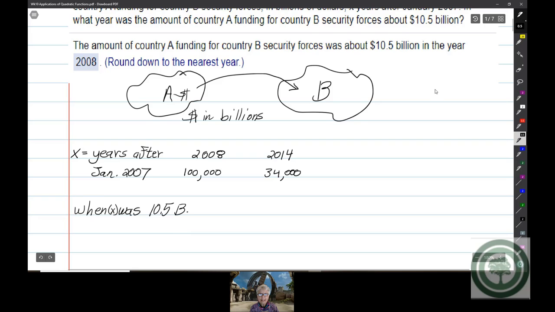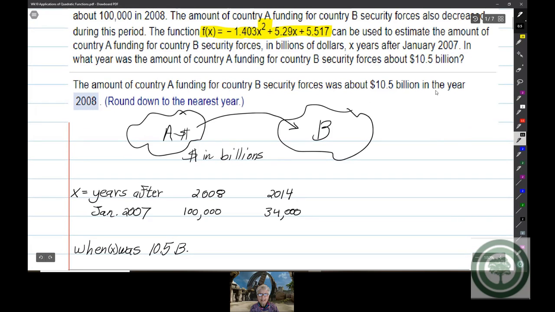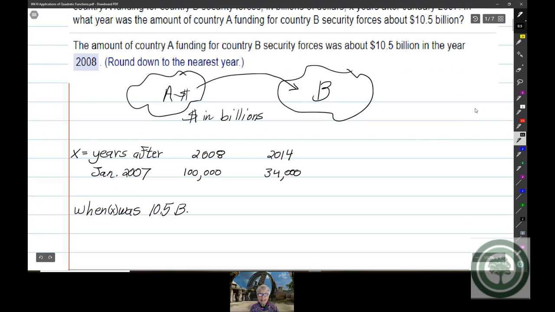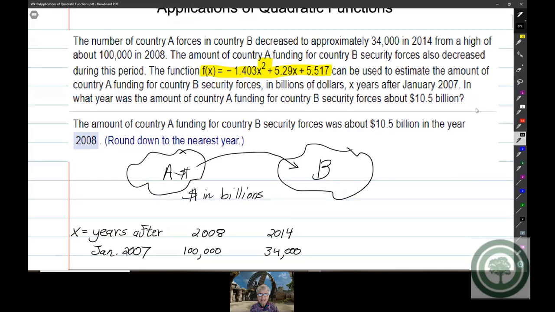Okay, so this is what we're going to do. We have to find X. But then notice we have to turn it into a year. A year after 2007, January 2007. So first we'll find X and then we'll worry about it. So what we're going to do is, since f of x is the funding and x is the years after January 2007, we're going to let f of x equal 10.5, knowing that that means billions of dollars.